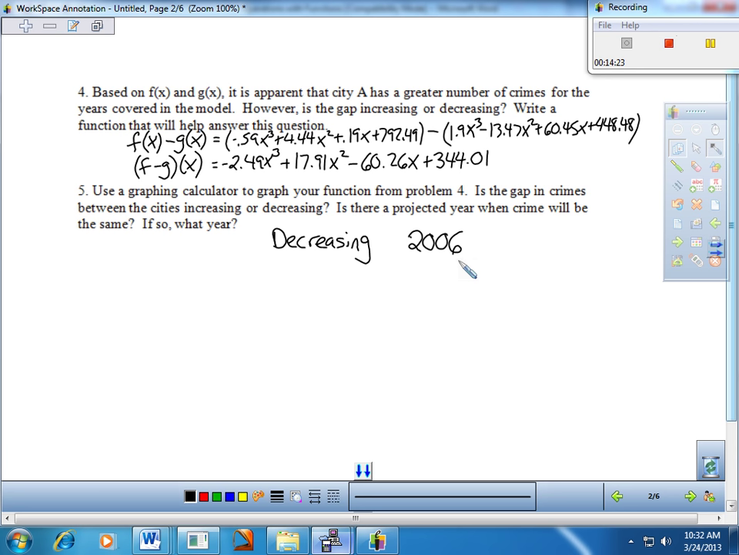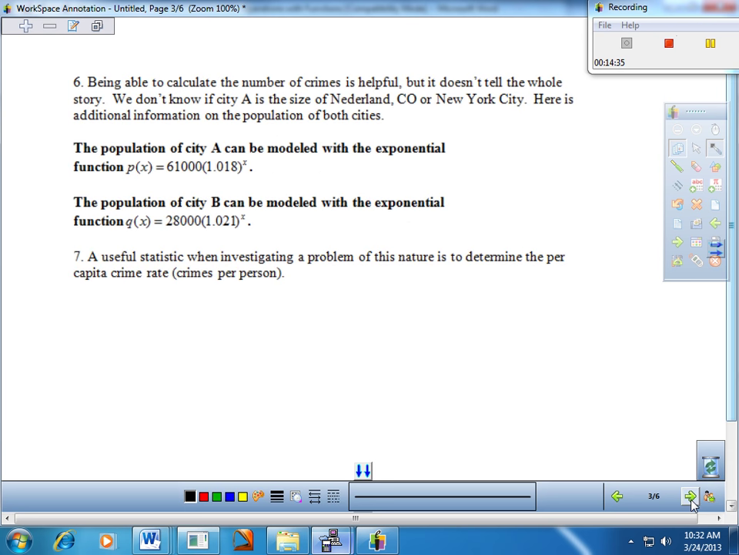So I hope you see the context for subtracting two functions, the difference between them. And then we utilized it a little bit, which I think is great. Cool. All right, we've done some addition. We've done some subtraction. Let's probably do just one more. Being able to calculate the number of crimes is helpful, of course. A good social statistic, number of crimes in a particular city, but it doesn't tell the whole story.